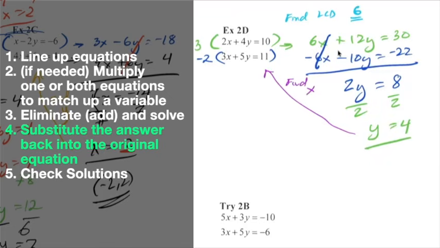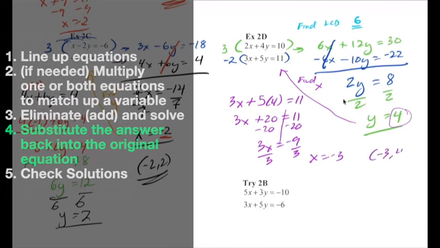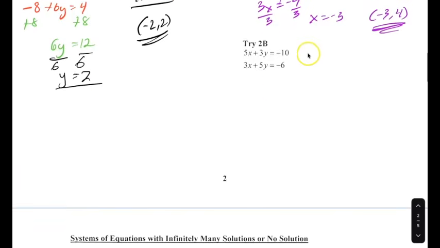I'm going to pick the bottom one just because. So 3x + 5(4) = 11. 3x + 20 = 11. We're going to solve this. Subtract 20 from both sides. 3x = -9. Divide by 3. x = -3. Our answer is (-3, 4). That's the idea. Okay, let's skip down for the sake of time.